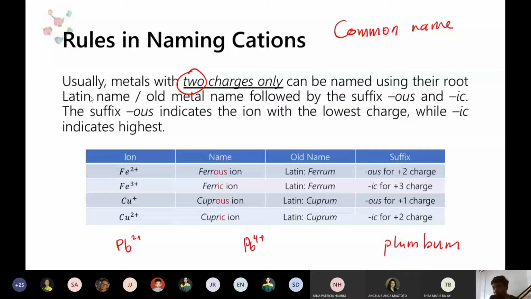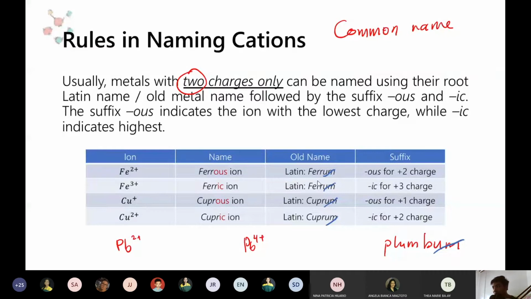You get the old name, the Latin names usually. Ferrum, cuprum, plumbum. Then ano gagawin mo? After obtaining their old name, you get the root word, the root name. Paano kinukuha yung root ng name? Usually, what we do is we remove the -um sa dulo. Tanggalin mo yung -um sa ferrum, sa cuprum, sa plumbum. Okay. So that's the root name. You get the Latin name and you remove the -um at the end para makuha mo yung root word. Fer, cupr, and plumb.